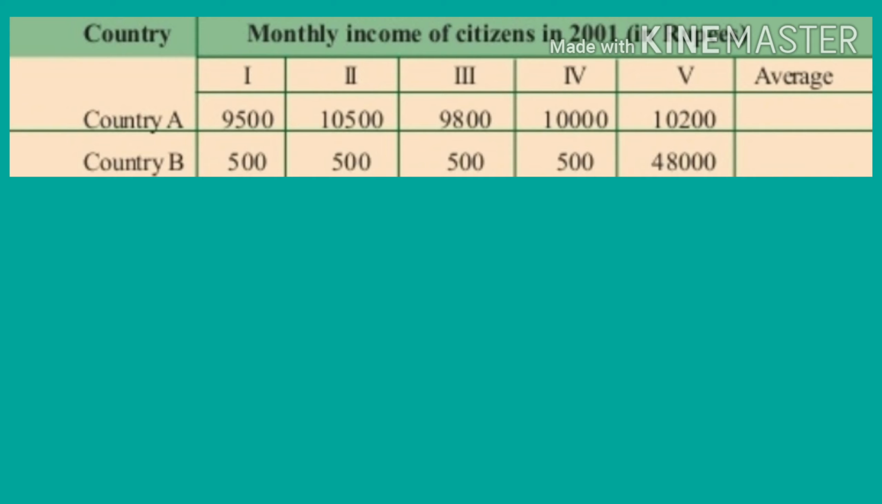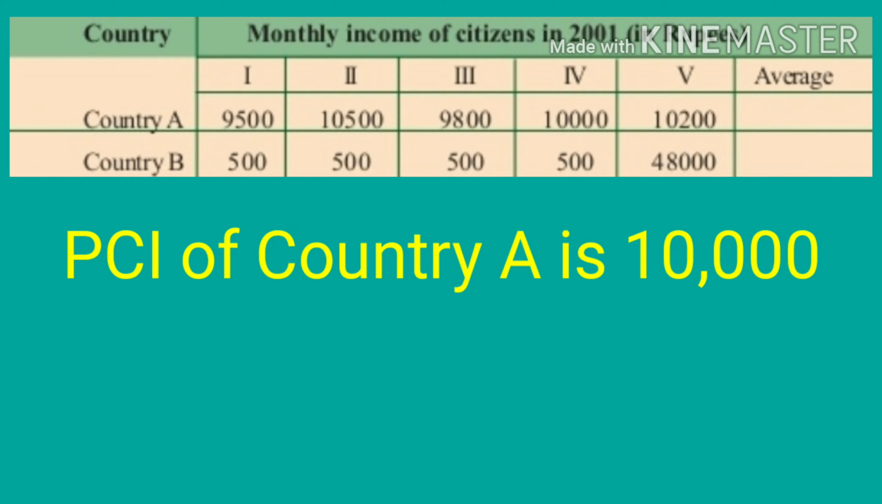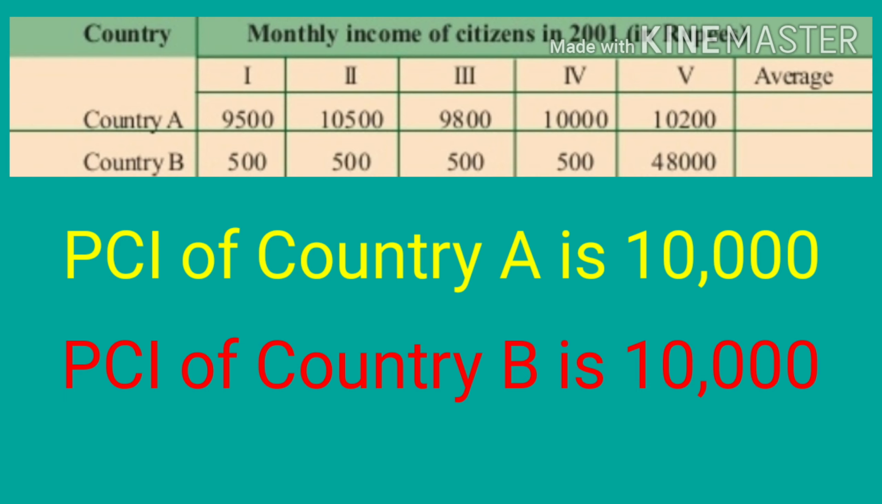But these averages also hide many disparities. For example, let us consider two different countries, country A and country B. From the table, if we calculate the average income of country A, it is 10,000. And if we calculate the average income of country B, it is also 10,000.